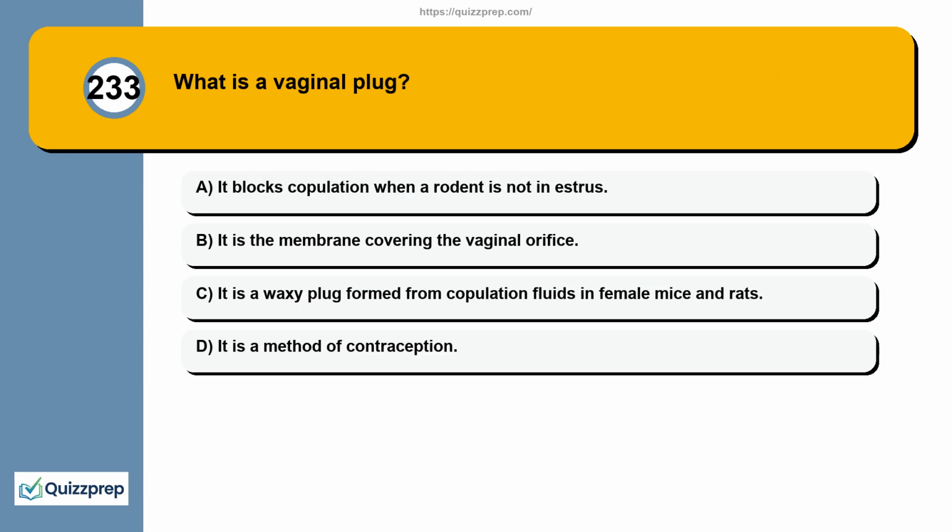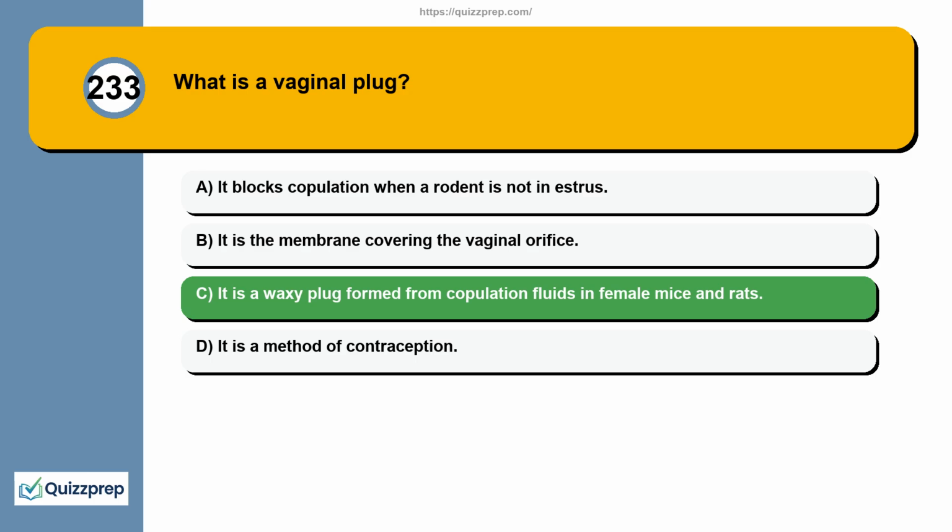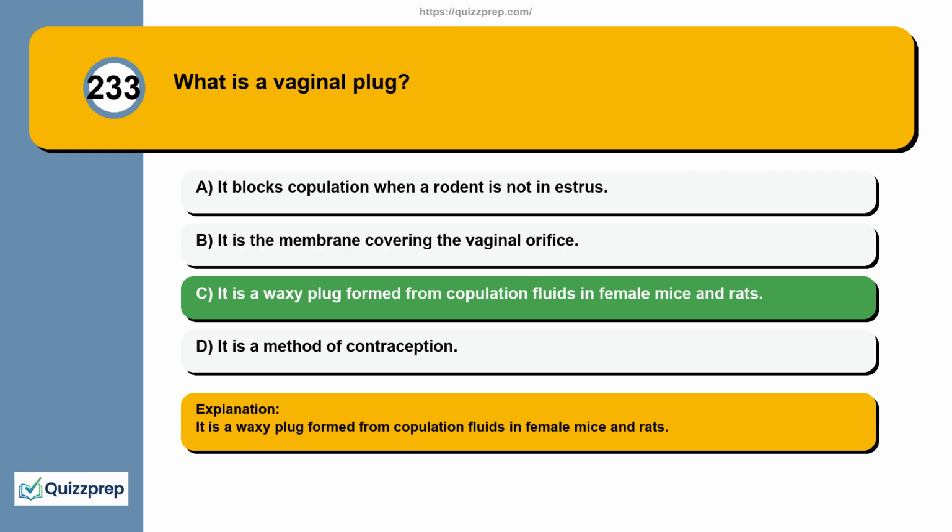Question 233. What is a vaginal plug? Option A. It blocks copulation when a rodent is not in estrus. Option B. It is the membrane covering the vaginal orifice. Option C. It is a waxy plug formed from copulation fluids in female mice and rats. Option D. It is a method of contraception. The correct answer is option C. It is a waxy plug formed from copulation fluids in female mice and rats.